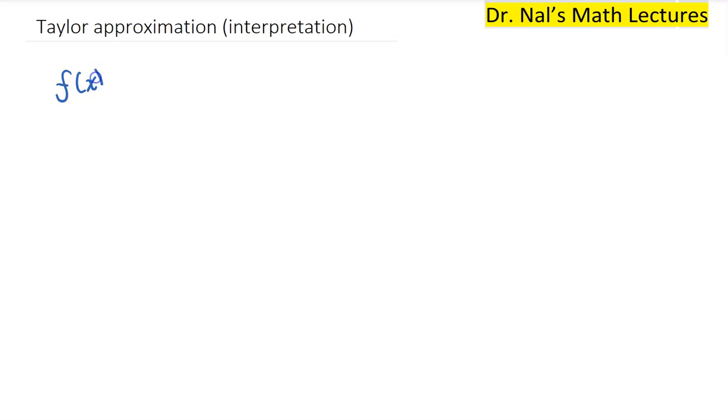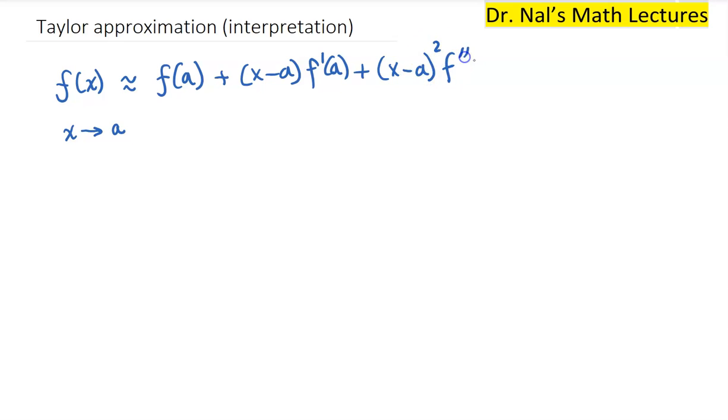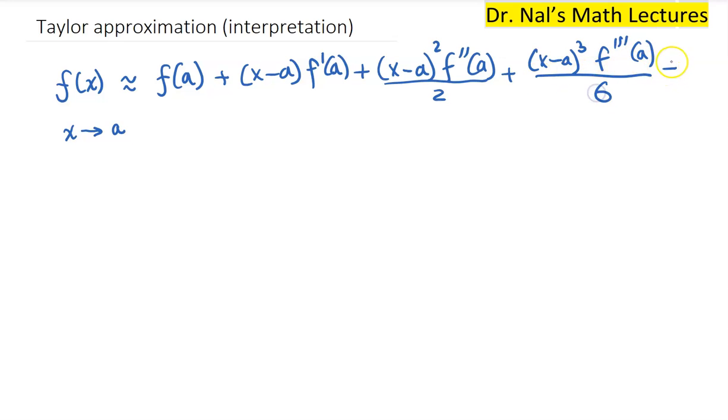Ultimately, we went with the following formula. So f of x is approximately equal to f of a, if x is nearby a. As x is closer and closer to a, this formula will work better and better. So f of x is approximately equal to f of a plus (x minus a) f prime of a plus (x minus a) squared f double prime of a, all divided by 2, plus, let's do one more term maybe, (x minus a) cubed f triple prime of a, all divided by 6, and so on.